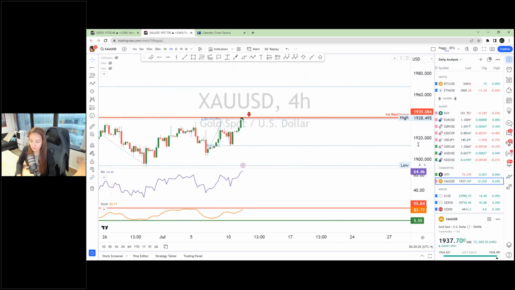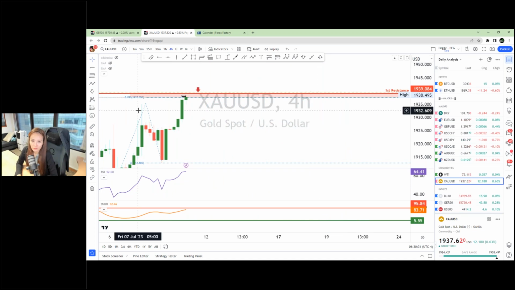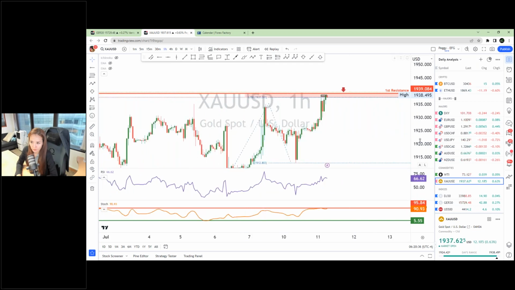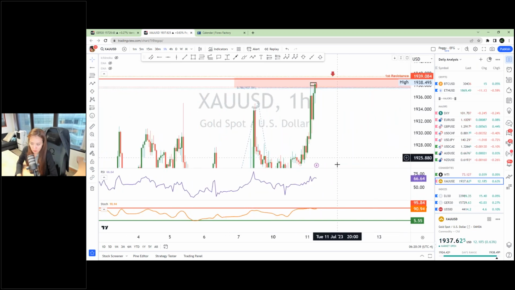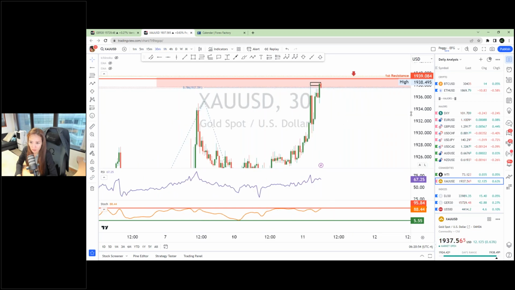I zoom to see if this price may or may not... Okay, when you go to H1, you see that price is really overbought, and now it's starting to sell off. You go to H1, sorry, M30.